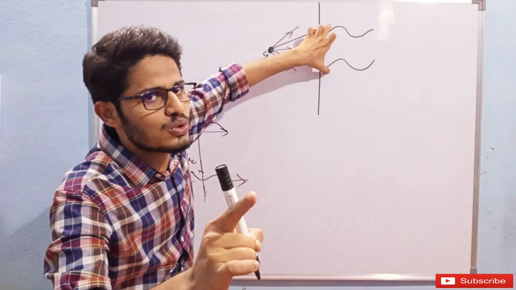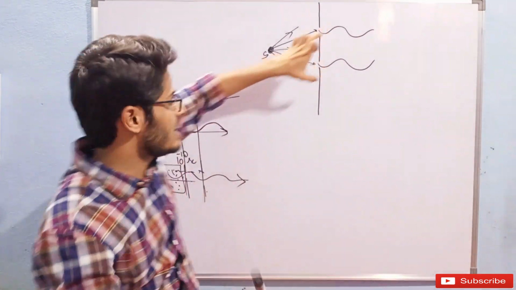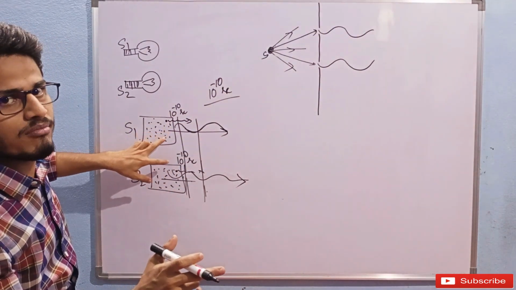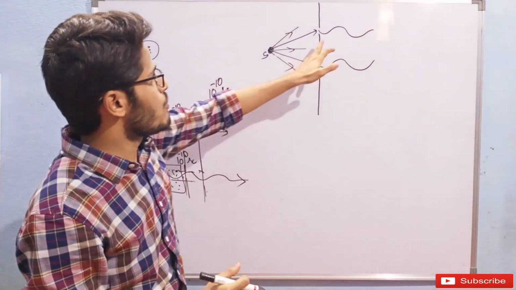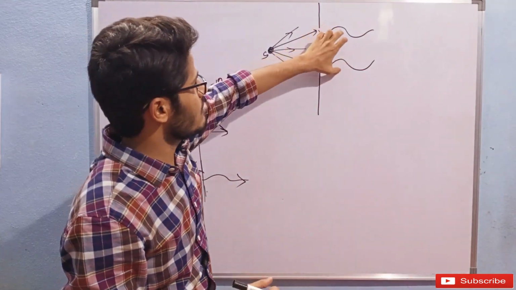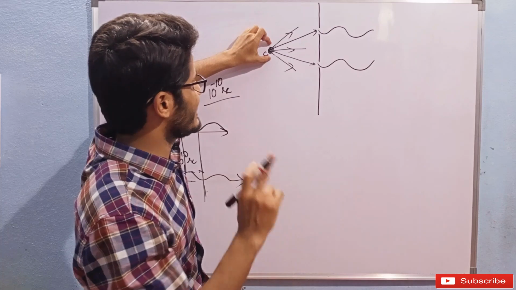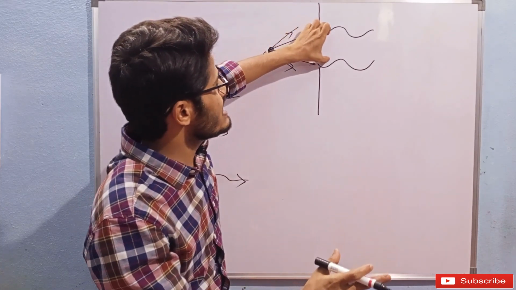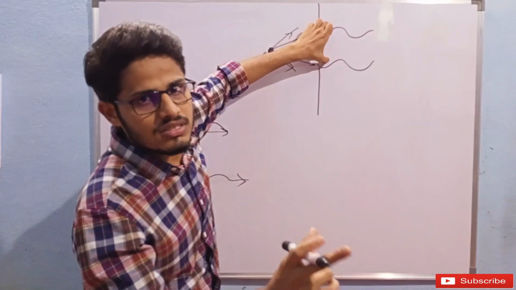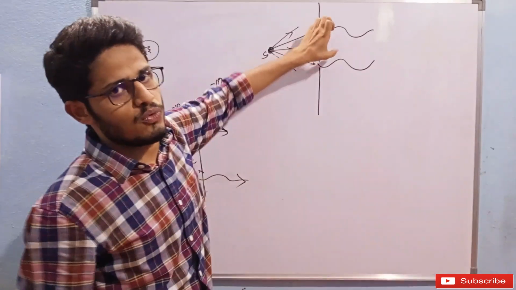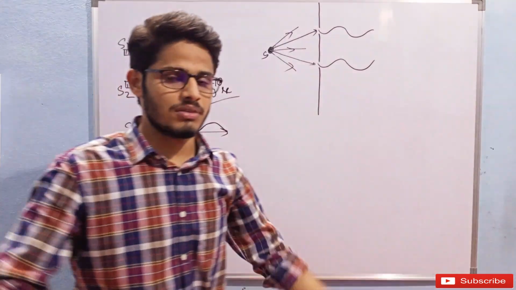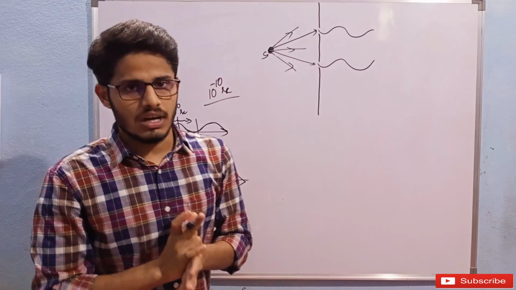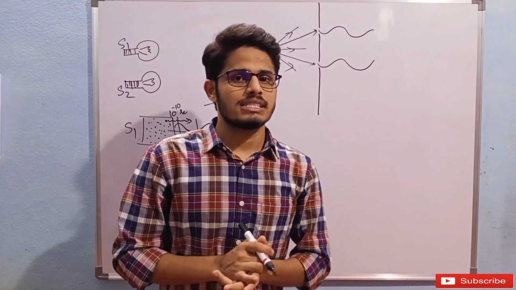There are no two sources. If you have two sources, they can't have a fixed phase difference between them. But here, both give light from a single monochromatic source, so they always have a fixed phase difference. This was Young's idea to produce the interference pattern.